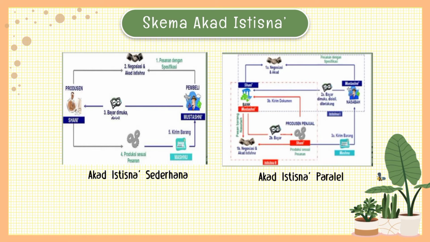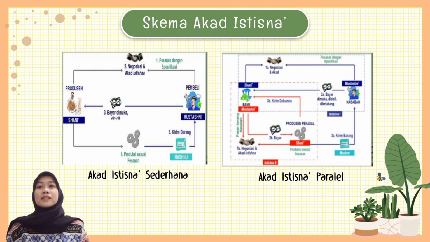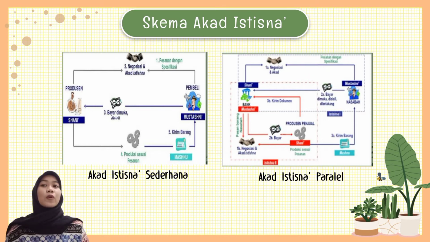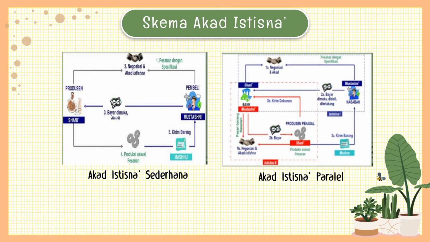Then when the Islamic bank has negotiated and made a contract with the producer, it goes back to the first istisna, namely at stage 2A, the customer will pay for the house with an agreed payment system, either paid in advance, in installments, or paid at the end. When stage 2B is carried out, then proceed to the second istisna, where the Islamic bank will pay for the house to the producer, generally in cash.